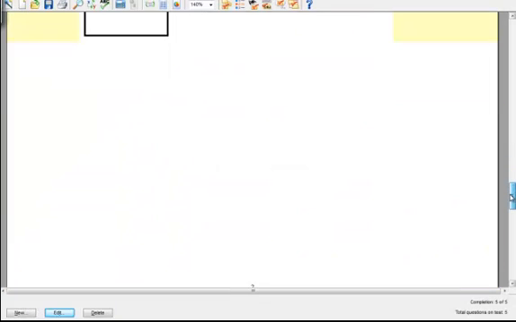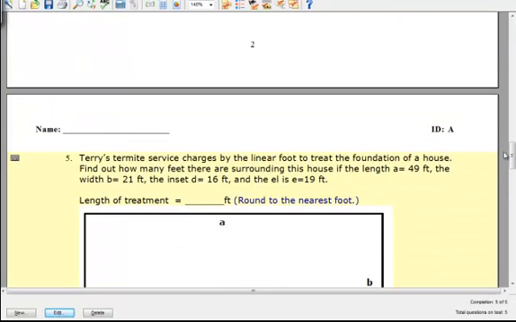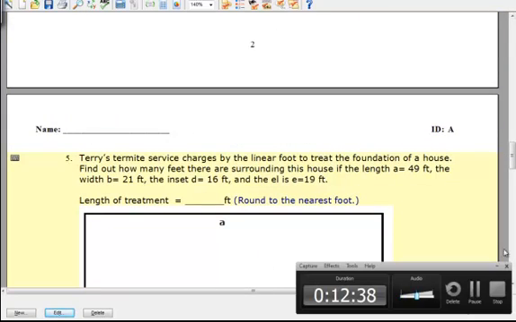Next one, or is that the last one? I guess it is the last one. So anyway, you can see how to do these questions.